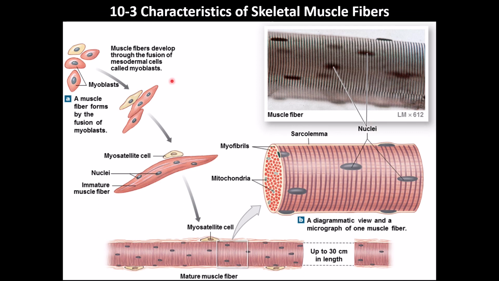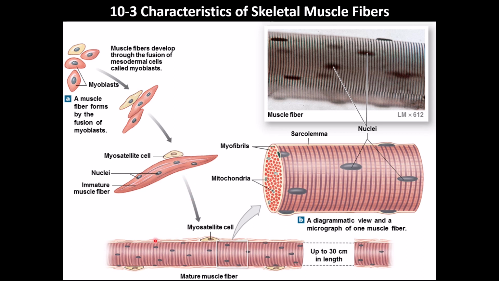So the muscle fibers develop from mesodermal cells. These are embryonic cells, and they convert and become myoblasts. So these are the myoblasts. Many myoblasts fuse together, and they become an immature muscle fiber. But sometimes some of those myoblasts will not fuse, and they stay outside near the immature muscle fiber, and they are called myosatellite cells. These are the stem cells.